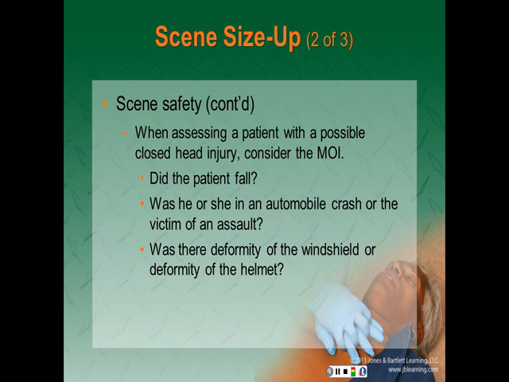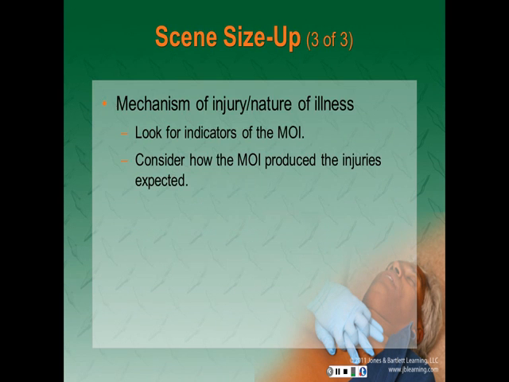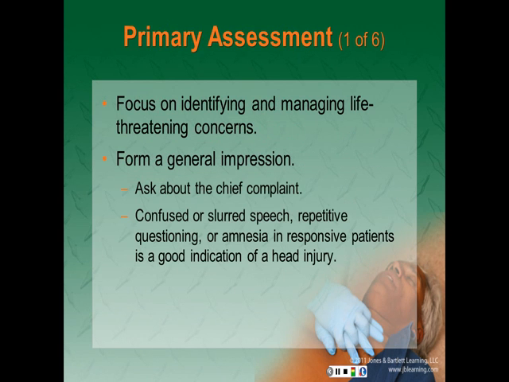When assessing a patient with a possible closed head injury, consider the mechanism. Did the patient fall? Was he or she in an automobile crash or the victim of an assault? Was there a deformity of the windshield or deformity to the helmet? Look for indicators of the MOI and consider how the MOI produced the injuries we expect.